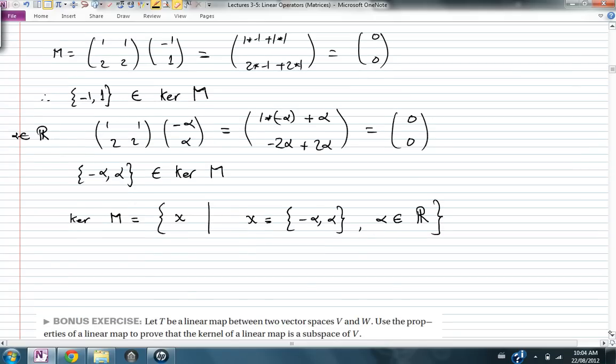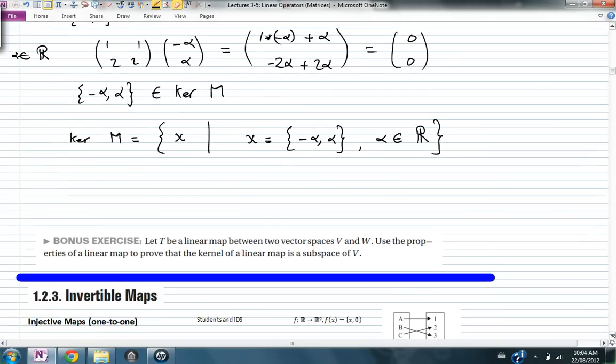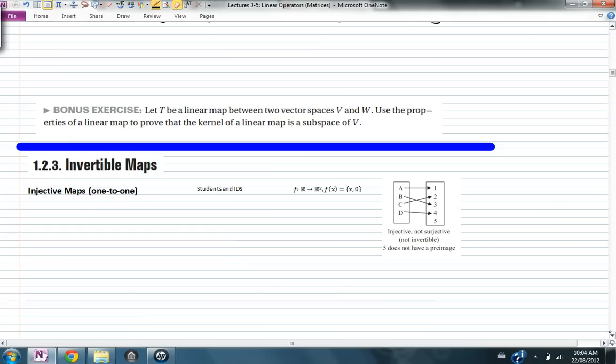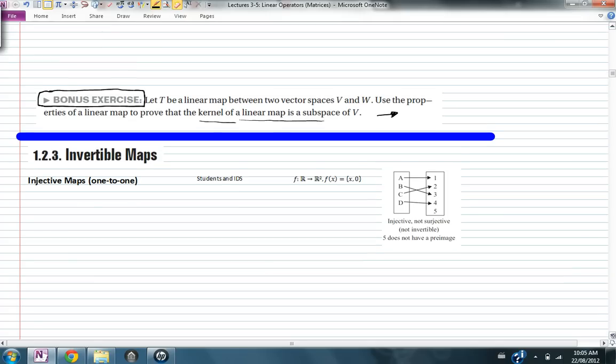Now there are functions in Mathematica that give you the kernel right away, and we're going to introduce this in another lecture when we talk about the Mathematica functions that apply to matrices. This is a bonus exercise for those who are mathematically inclined: using the properties of a linear map, prove that the kernel of a linear map is a subspace of V. Now this should be a simple exercise, so try it out, and if you have any questions, you can let me know.